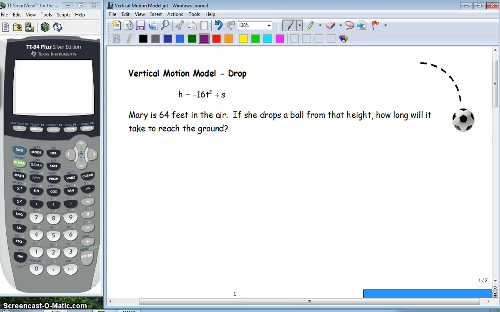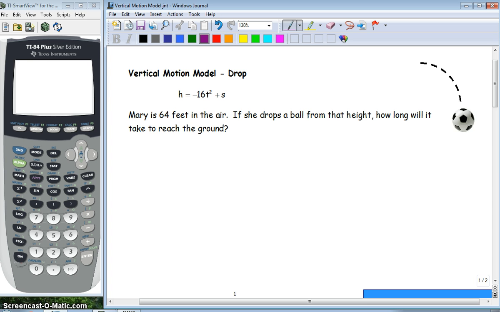This is Help with Vertical Motion model. In this video, we're going to look at when an object is dropped and figure out how much time it takes for the object to reach another destination. For this, we're going to use the equation h equals negative 16 t squared plus s, where h is your ending height, t is your time, and s is your starting height.